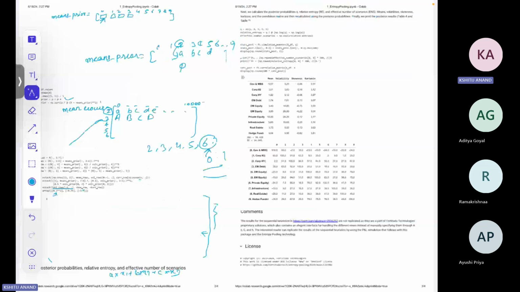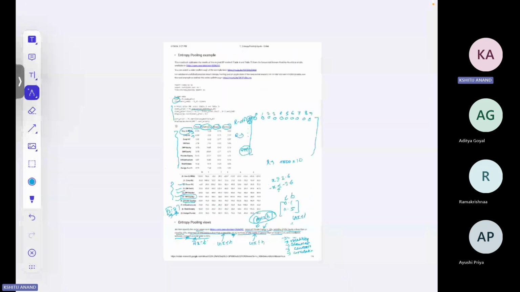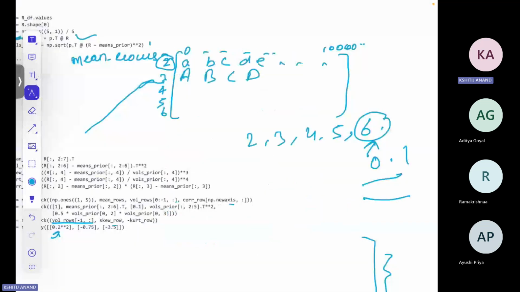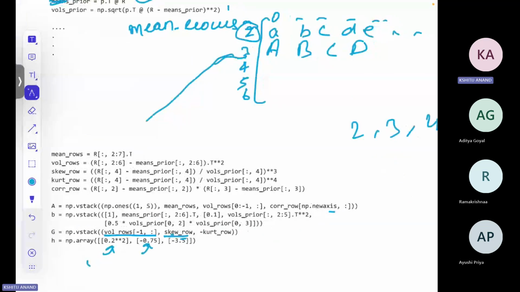Similarly, the next is skewness of DM equity is less than or equal to minus 0.75. So in G, you are putting a skewness matrix, and in matrix H you are putting the result, that is minus 0.75. Okay. And from where are you getting the skewness matrix? This is the skewness row, for the asset we are discussing, asset 4. So you have expressed your view on asset 4. That is why this is the skewness row, this is the matrix, and this is your result view. This is your view. Got it, everyone?